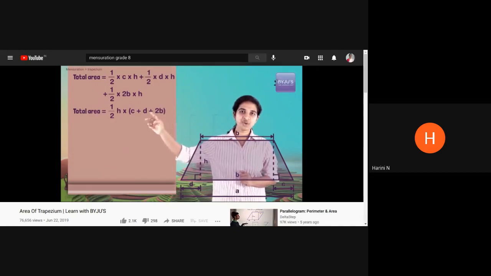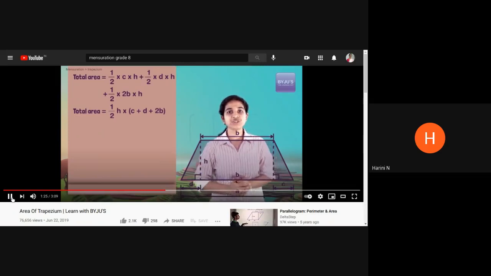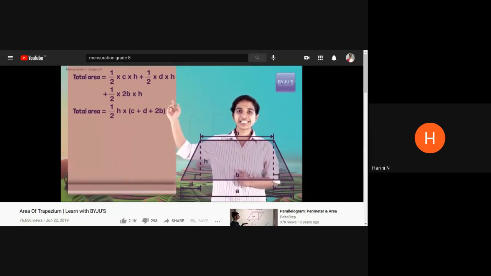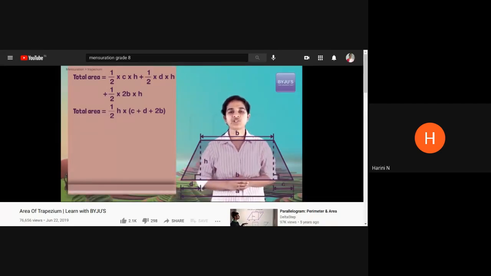If you take half h common and outside, in the first term, inside the bracket, you'll be left with c. In the second term, you'll get d. And in the third term, you'll get 2 times b because there's no half there. Instead of writing it as b into h, if I want to show half h, I can write it as half into 2 into b into h, right? That's why you get a 2b there.